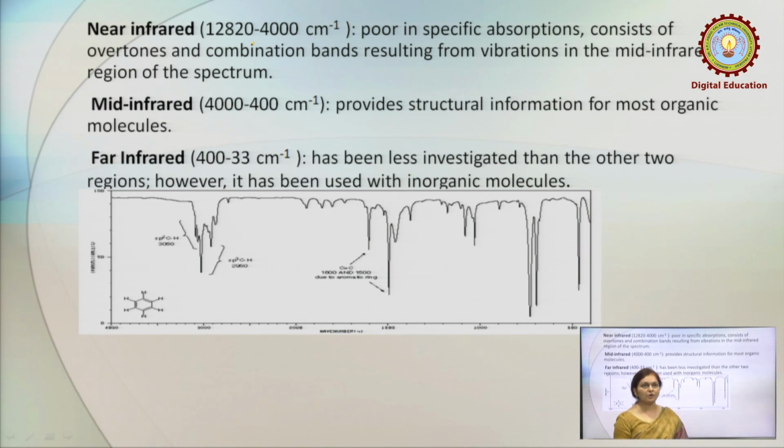The second region is mid infrared. The range is from 4000 to 400 centimeter inverse and it provides the structural information of most of the organic compounds. The third region is far infrared. The range is from 400 to 33 centimeter inverse. This region has been much less investigated than the other two regions, but it has been used for the determination of inorganic molecules. In the diagram you have seen the IR spectra, generally plotted as transmittance against wave number.